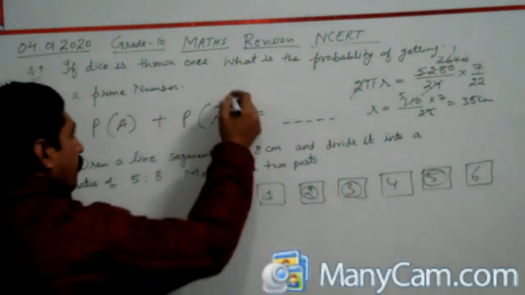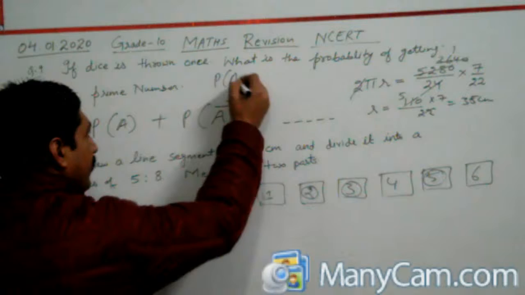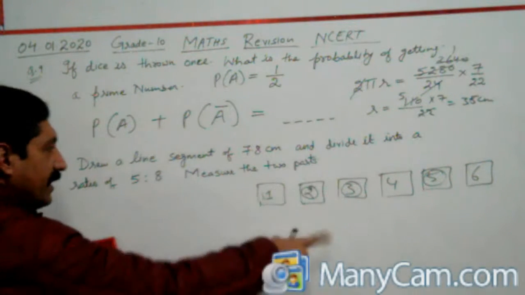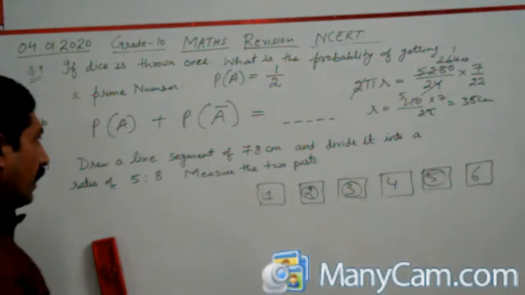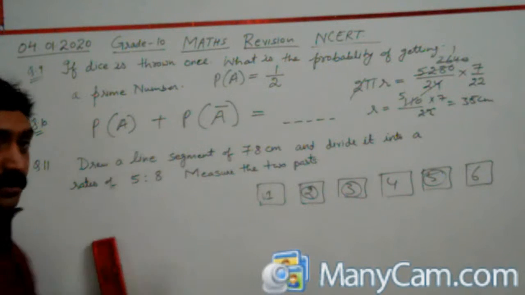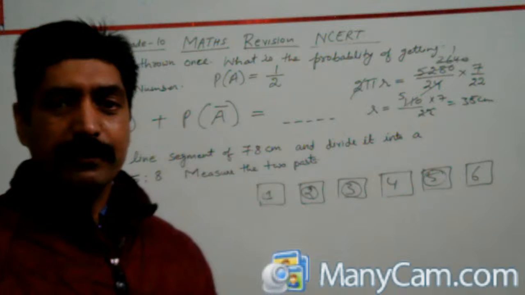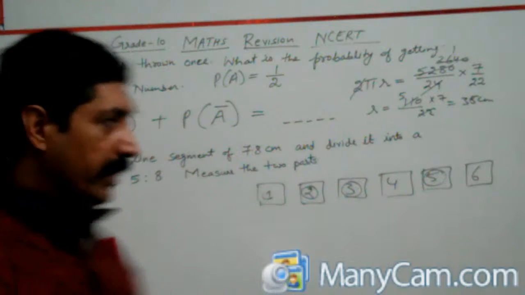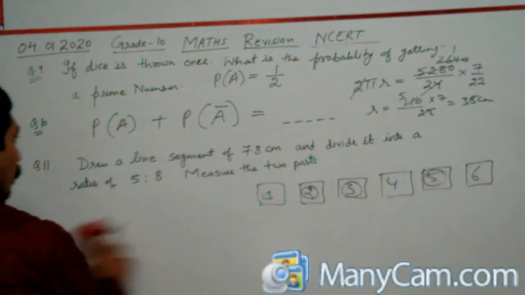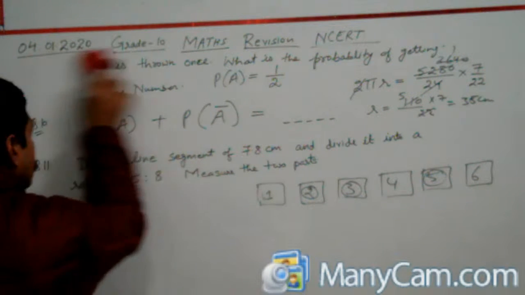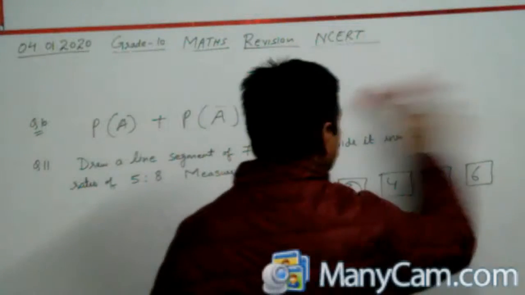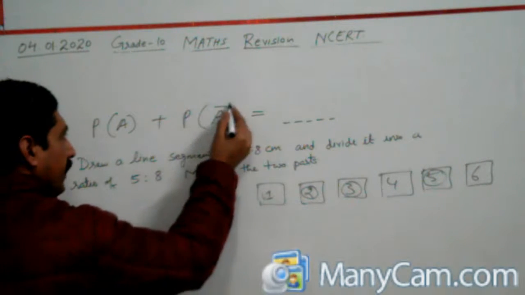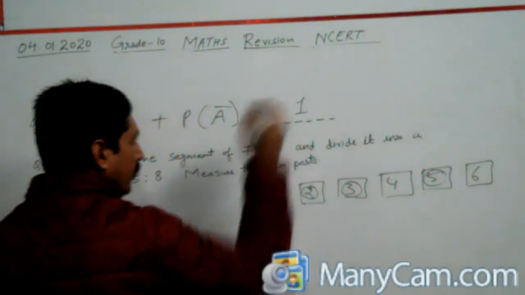So probability of P is always 1 by 2 here. 3 upon 6, right? That is 1 by 2. And here also you are very much sure, the probability of happening of event A and not happening of event A is always 1. Okay, that is always 1.